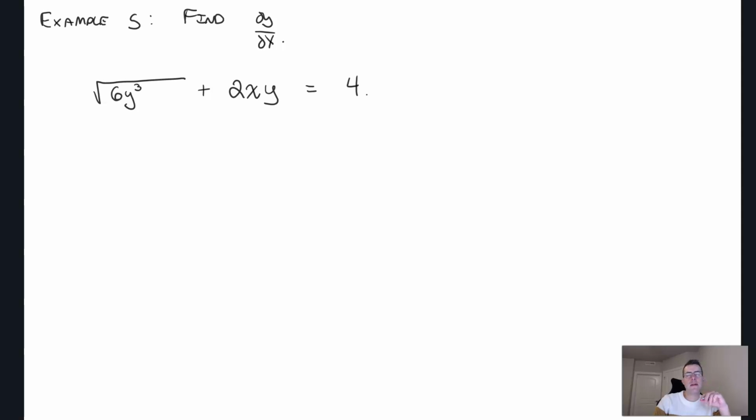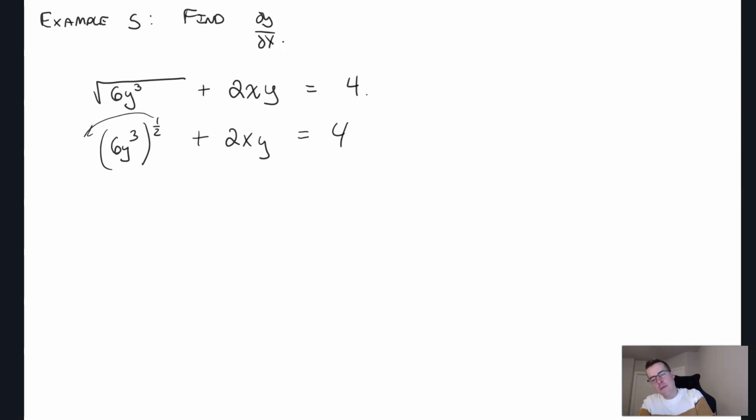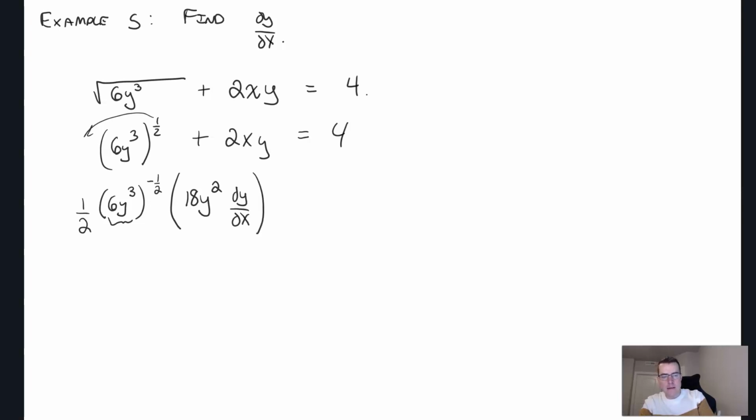Okay, so let's take a look. Now this one's going to be a little bit harder here. But what I hope you did first was rewrite the square root of 6y cubed as 6y cubed to the 1/2, plus 2xy is equal to 4. Because now if I take the derivative, we can just use the chain rule, which says you bring this down in front. So we get 1/2. You keep the inside, 6y cubed. Lower your exponent by 1, so that'll become to the negative 1/2, times the derivative of the inside. So 6y cubed becomes 18y squared dy/dx.